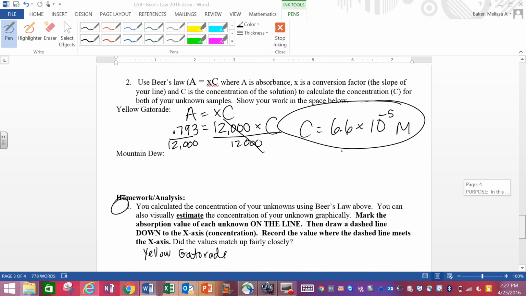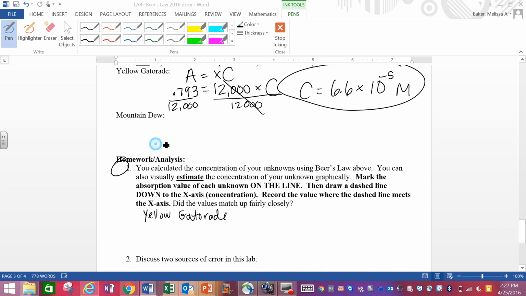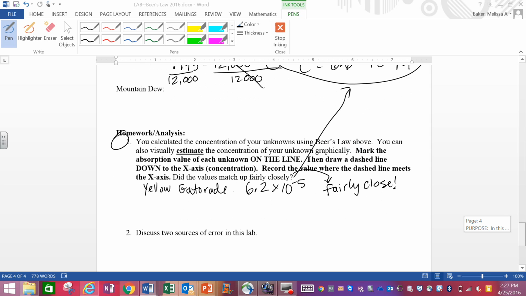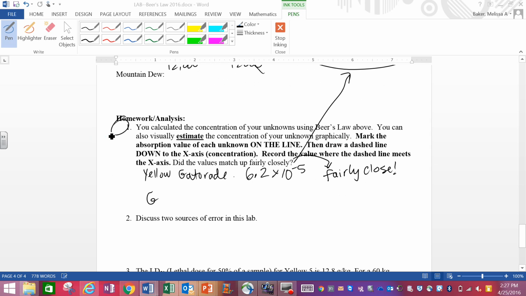My visual estimate here was 6.2 times 10 to the minus fifth. Is that pretty close to 6.6? Did your values match up fairly closely? I don't know, it's hard to gauge without looking at more data. Fairly close, I'm going to say. You need to do the same for the Mountain Dew as well.